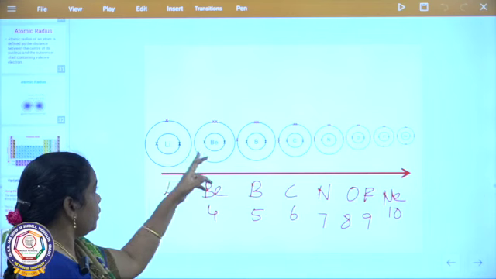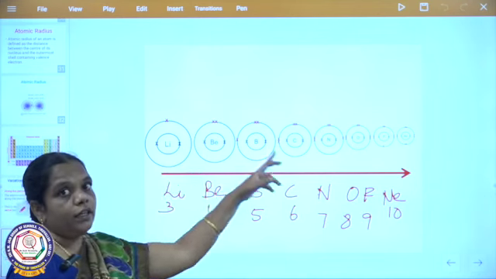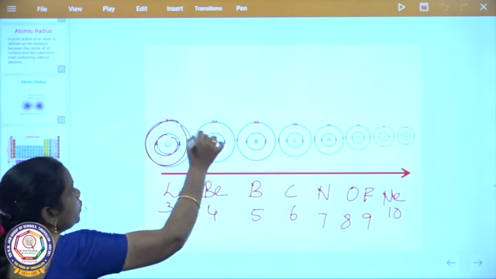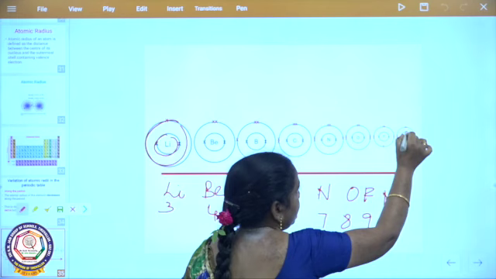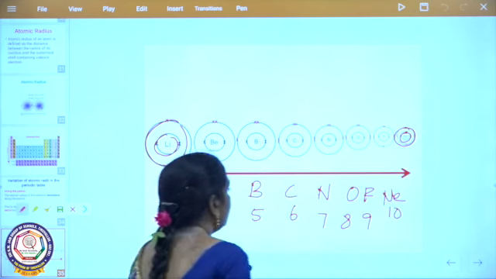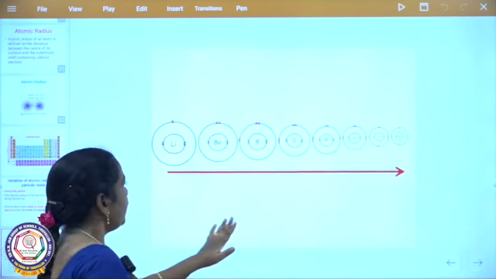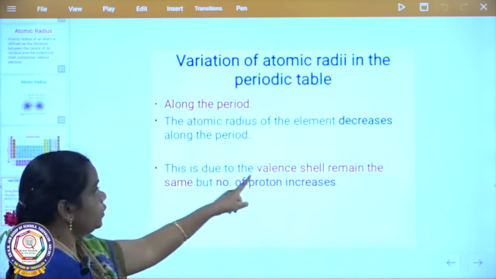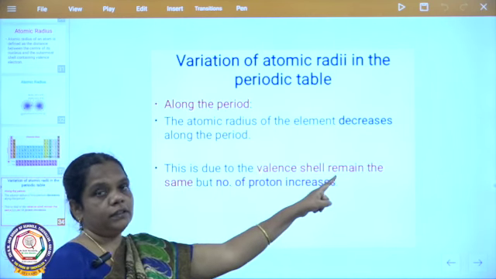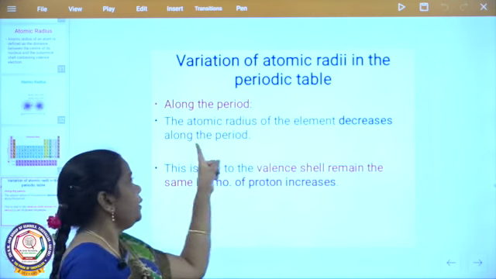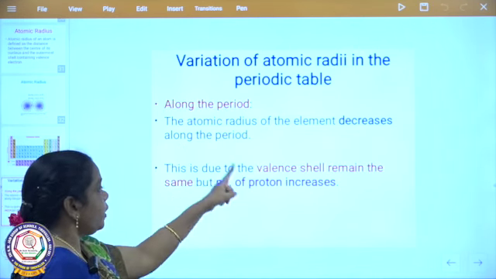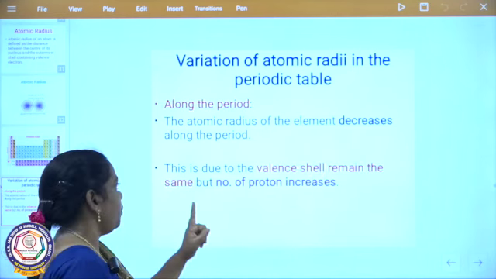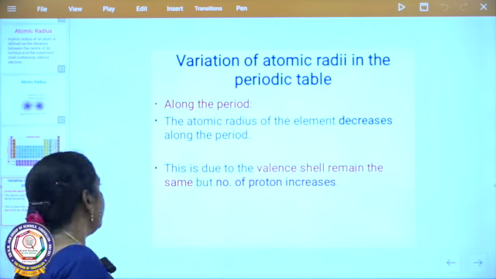All the electrons enter into the second energy level. See that from 3, how many shells are there? 1, 2. Like that up to 10, how many shells? 1, 2. Now, why is there a decrease in atomic radius along the period? This is due to the valence shell remaining the same, but the number of protons increasing.